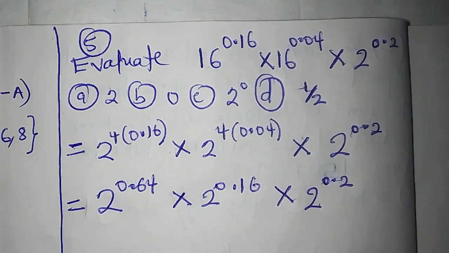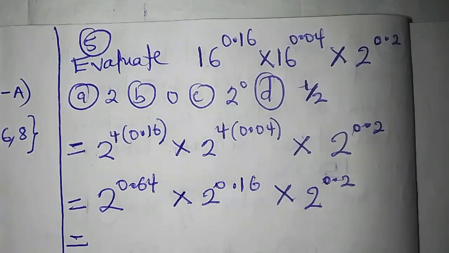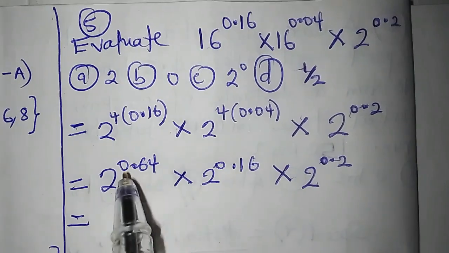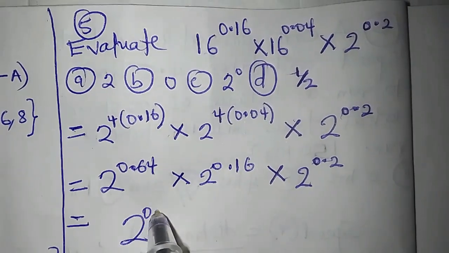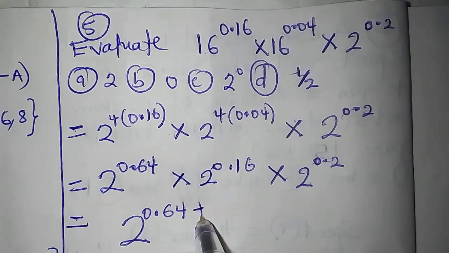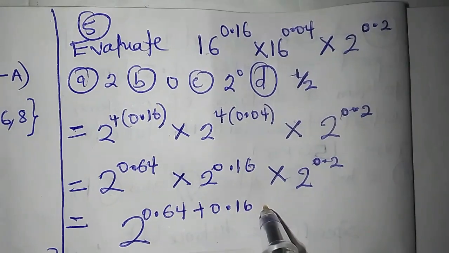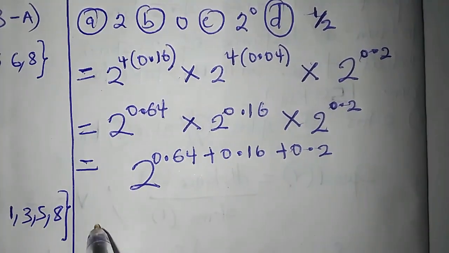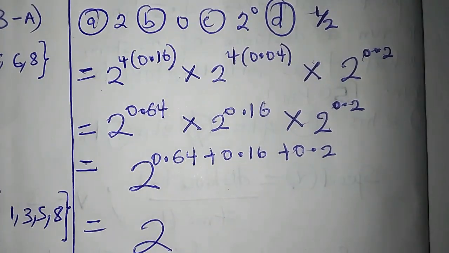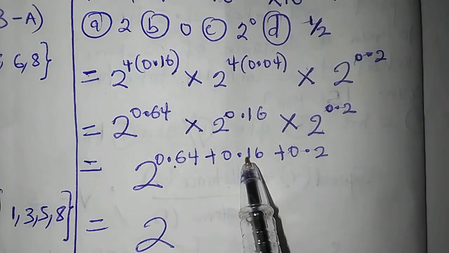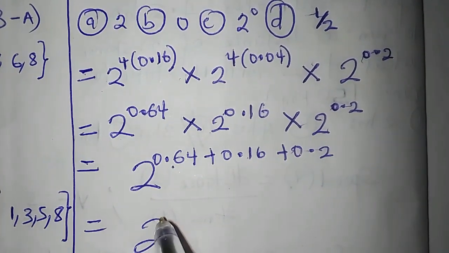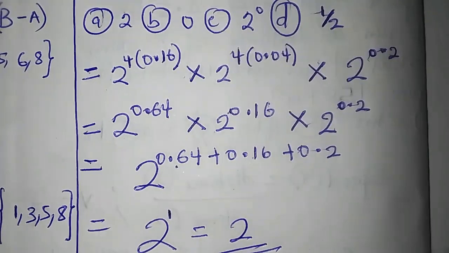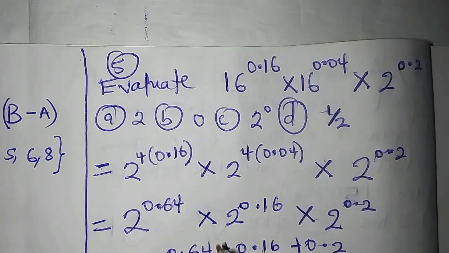Okay, so let me use indices to evaluate. Since all the bases are the same, 2, 2, 2, just pick one, then add up all the powers. 0.64 plus 0.16 plus 0.2. Alright, so what is this equal to? This is equal to 2 to the power of 0.64 plus 0.16 plus 0.2, which is simply 1, which is equal to what? 2. And this I can see under option A.